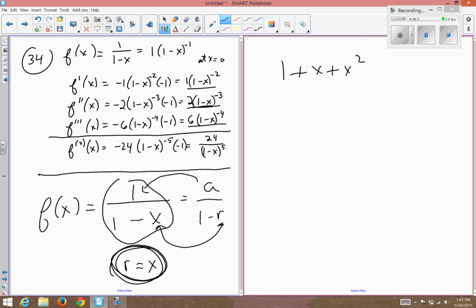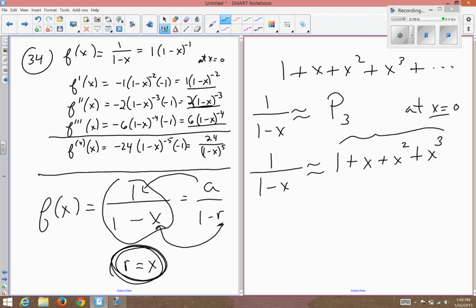The function 1 over 1 minus x can be approximated with a Taylor polynomial of order 3. In other words, 1 over 1 minus x can be approximated with this polynomial: 1 plus x plus x squared plus x cubed. Up here I wrote a series, here I wrote the Taylor polynomial of order 3 at x equals 0. Now the question is, what is an upper bound for the magnitude of the approximation error?